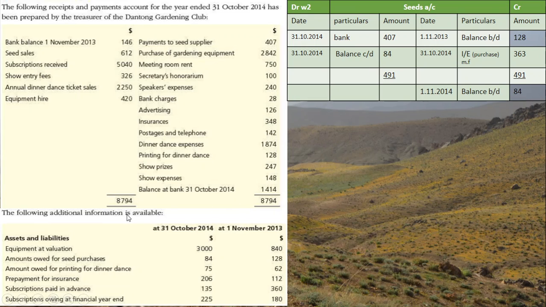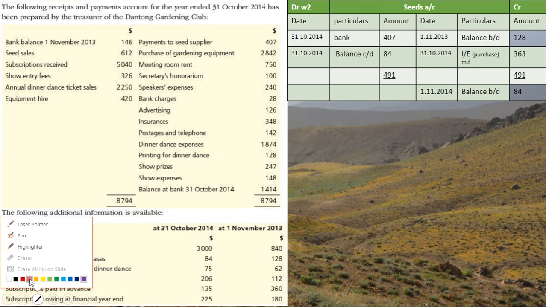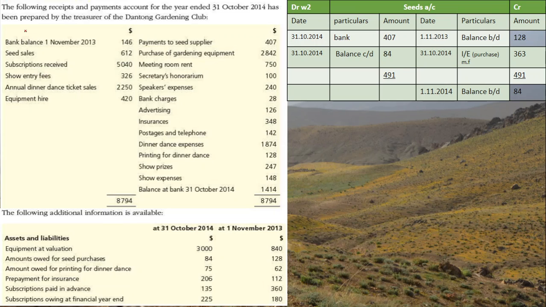Now we look up in the question to find out information related to seed. So up here, first we go on the receipt side, seed sales. So this is related. I'm going to mark this as 2, and I'm going to mark this as well as 2. So you have seed sales 612. So we have received 612 by selling seeds. You go down further, there is nothing to do with seeds. Go to your payment side, payment to seed supplier. So this is also related. You put 2 out here. So anything down here further to do with seeds? There's nothing to do with seeds.